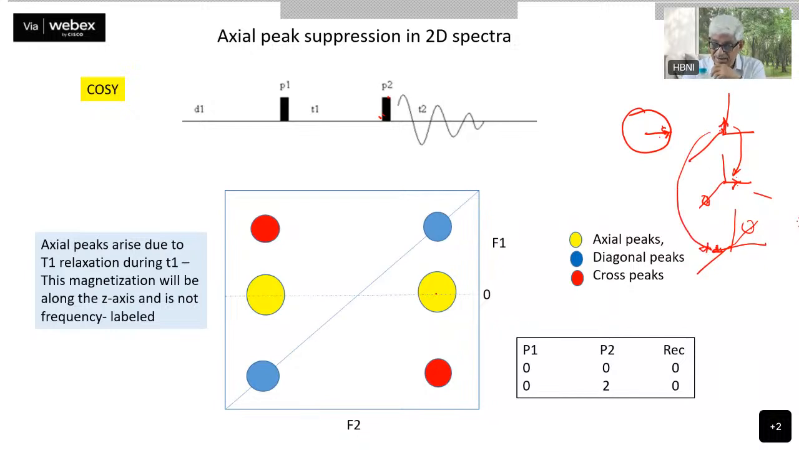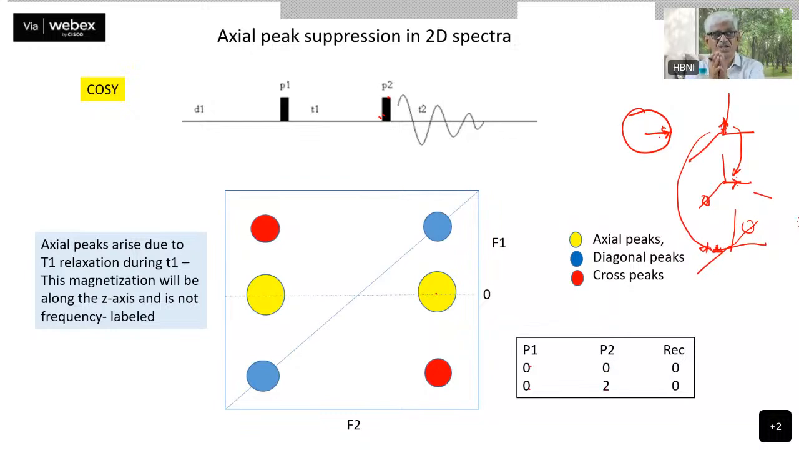Therefore, whatever had recovered here gets cancelled out. That is called the suppression of the axial peaks. See, that is what is indicated here. The phase of the first pulse, P1, is kept 0, 0 both times. And the second pulse, once it is applied along the x-axis, the second time it is applied along the minus x-axis.